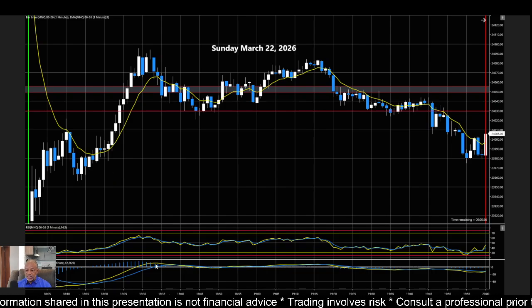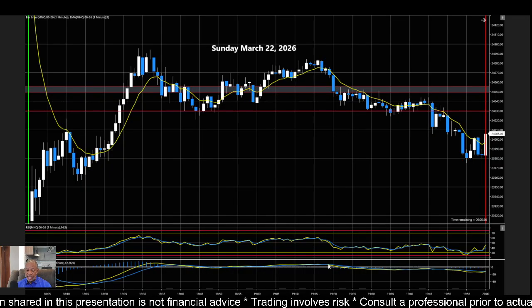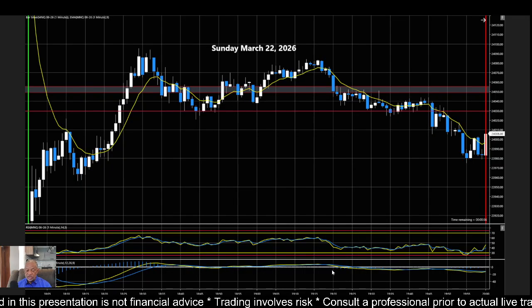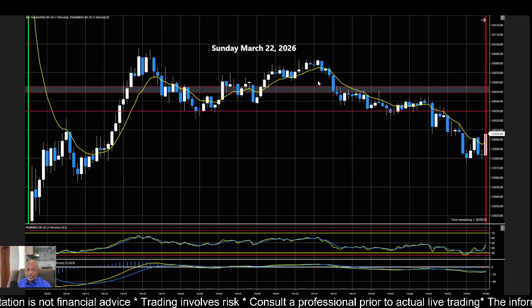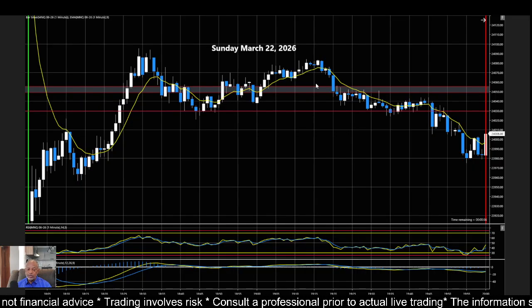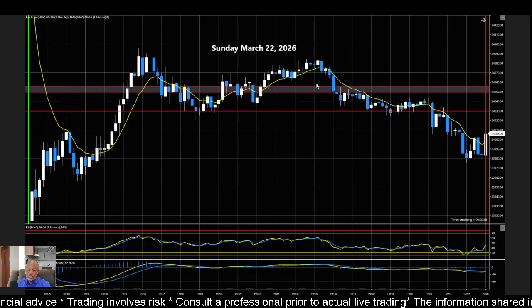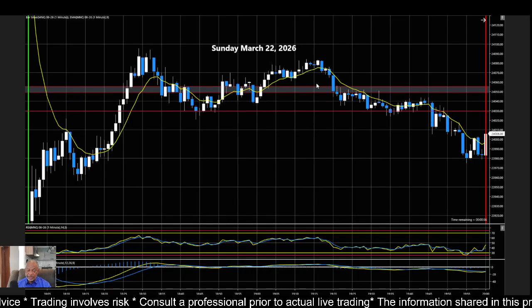Well, what I didn't know is that the MACD was just going to twist around the zero line all night, and that we would have no momentum going one way or the other. It's pretty much going sideways. And so on Sunday, there were no opportunities.